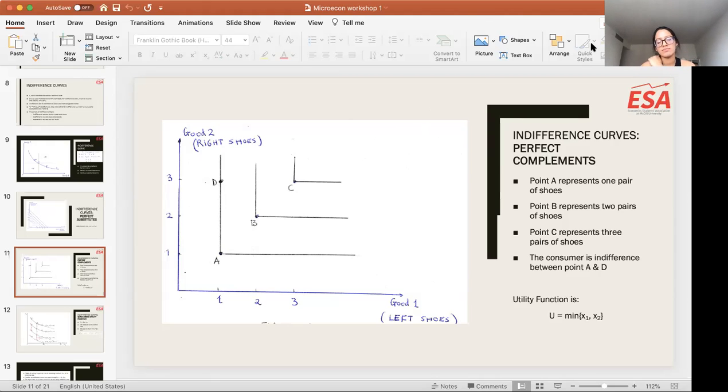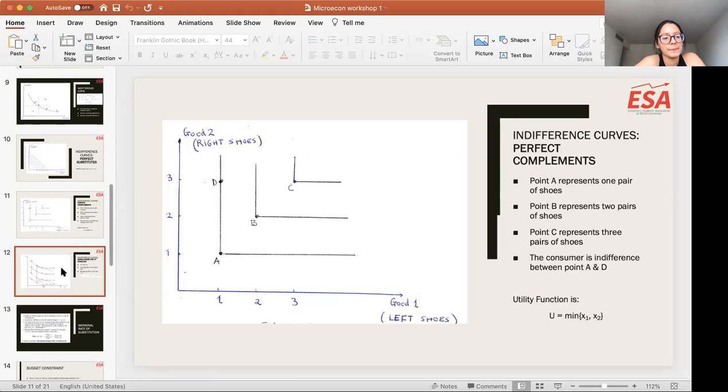They're not going to just wear random right shoes and stick with the left shoe. It's pretty silly when you think about it. So a good utility function example for this is u equals min(x1, x2), because you just need a minimum of one of each x1 and x2, which in this case is a left shoe and a right shoe. So yep.